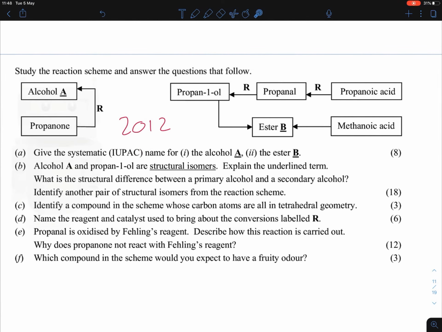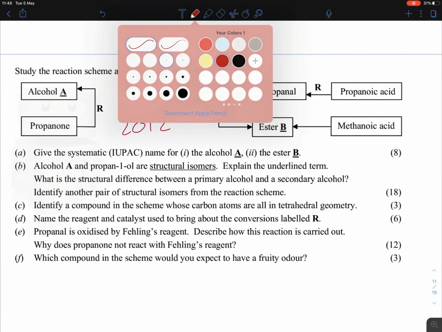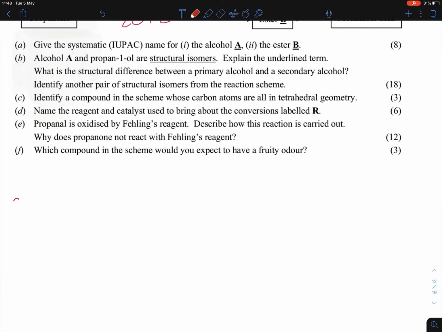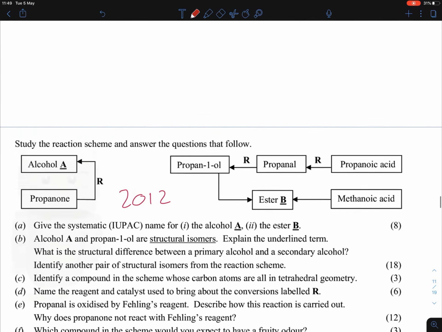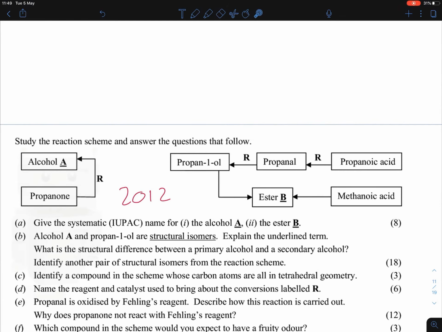Okay, and let's start off with A. So A, give the IUPAC names there for the alcohol A and the ester B. Okay, we have to be careful straight away when it comes to esters, just because they can be a little bit tricky. But the A for the alcohol should be okay. So let's go over here to A. Alcohol A, and then propanone there.